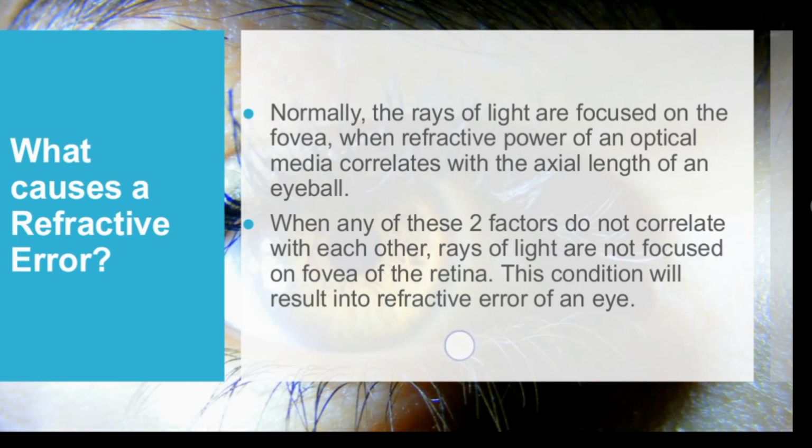So we have three conditions in ametropia: either the power of the eye is changed, or the axial length of the eye is changed, and the rays of light are not focused exactly on the retina, right? So that is why refractive errors come.